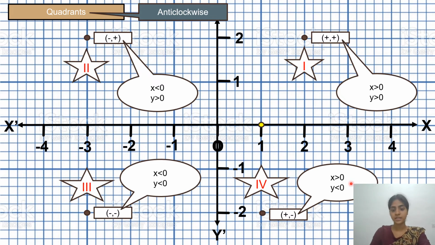Now this point here is on the x-axis. So for any point on the x-axis, y value will be 0. And here this point is on the y-axis. For any point on the y-axis, x-axis value will be 0.